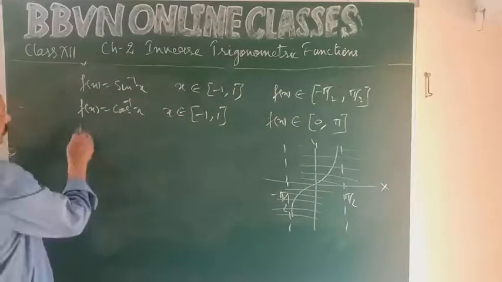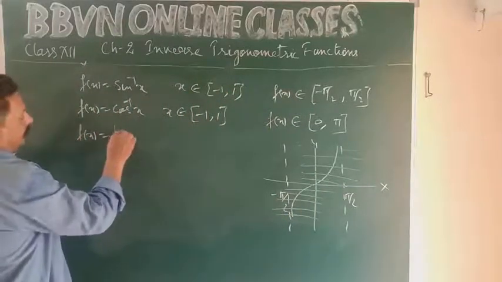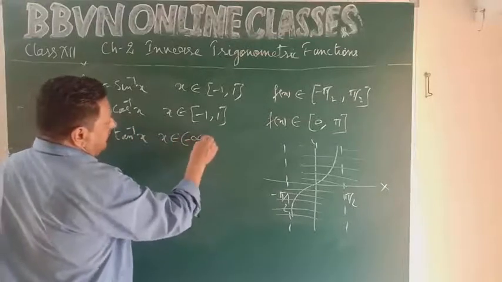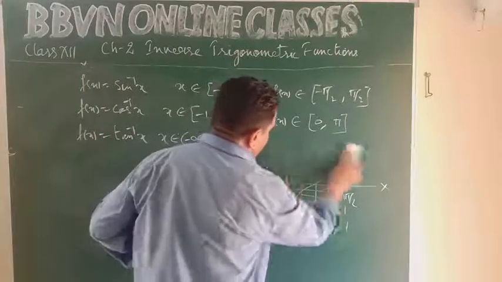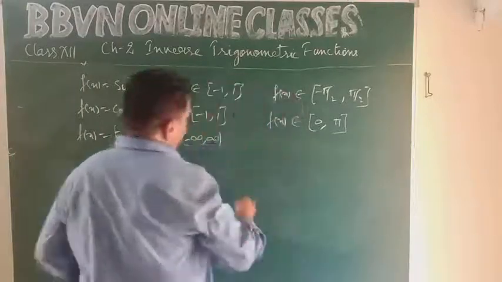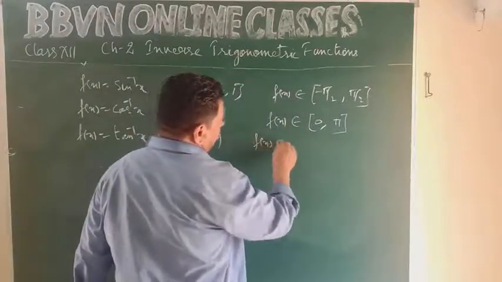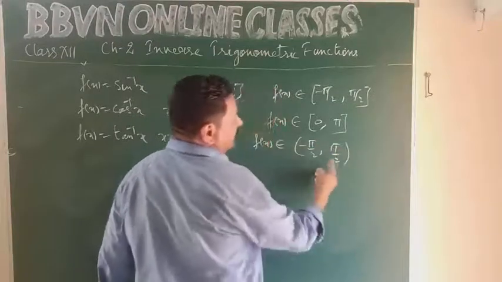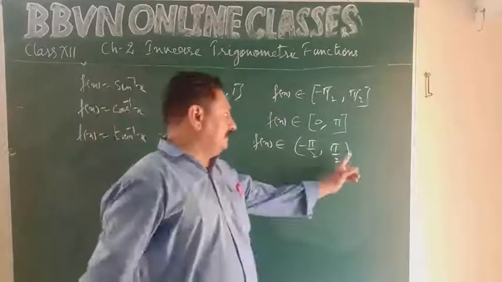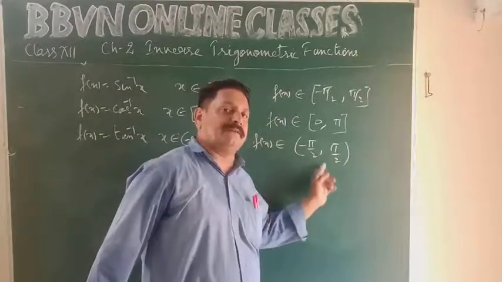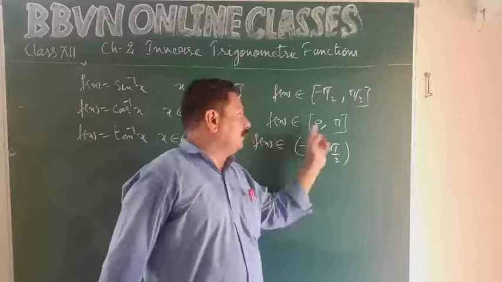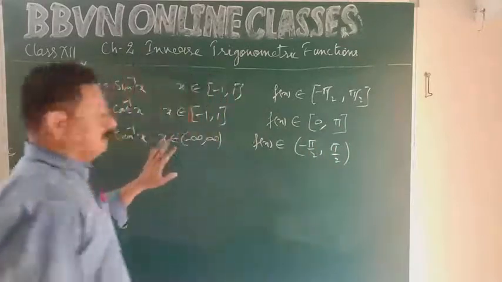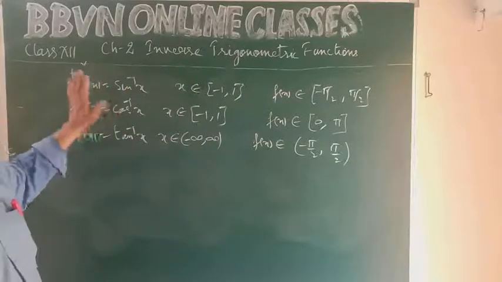So here f of x equal to tan inverse x. X belongs to minus infinity to plus infinity, and f of x belongs to minus pi by 2 to plus pi by 2. Extreme points are excluded. This is an open bracket. Open bracket means extreme points excluded. Closed bracket means extreme points are included. So this is sin inverse x, cos inverse x, tan inverse x.